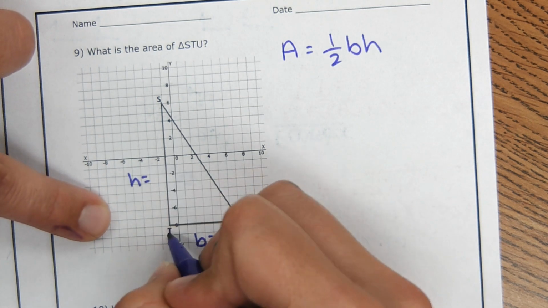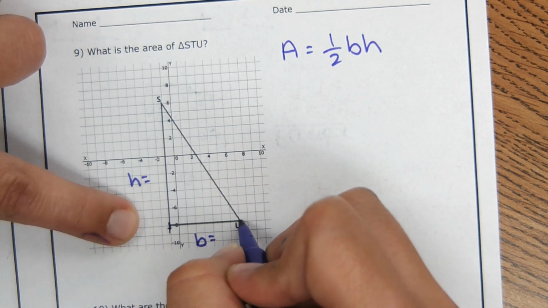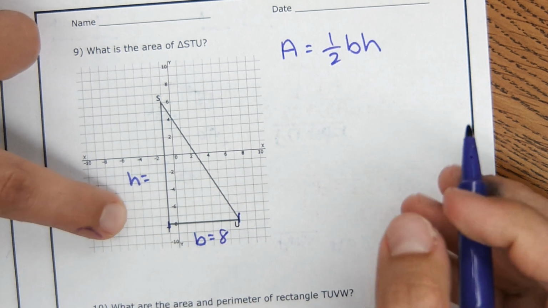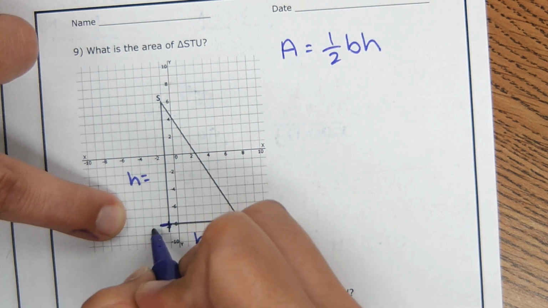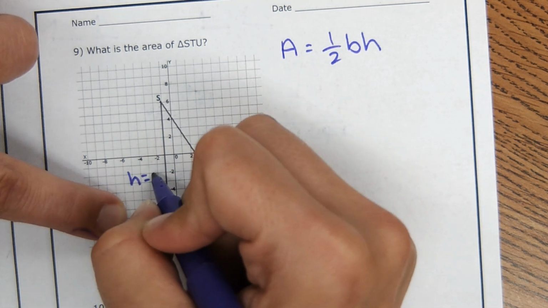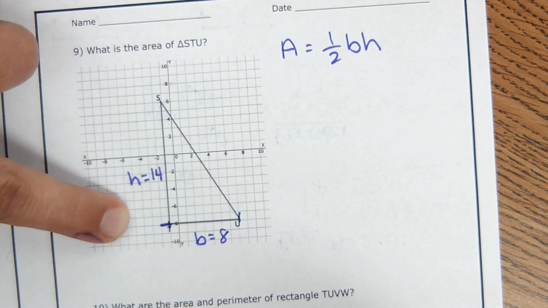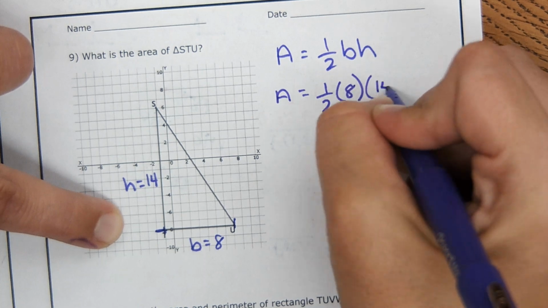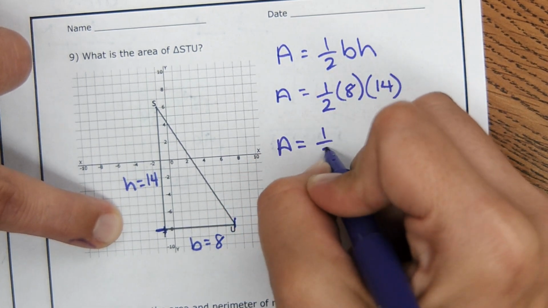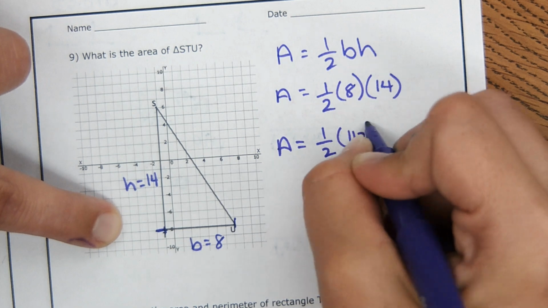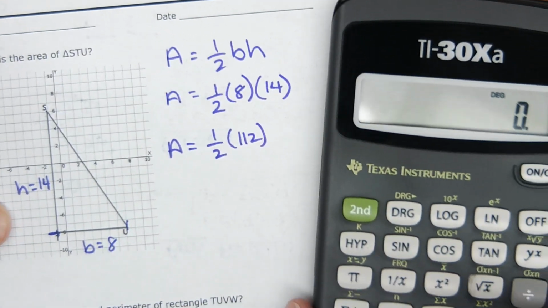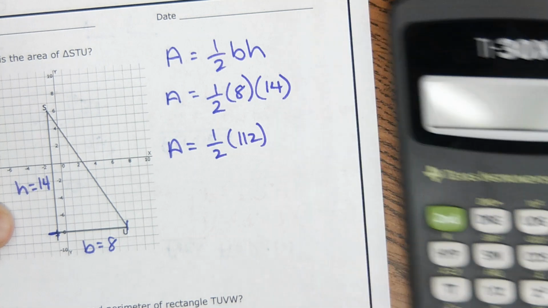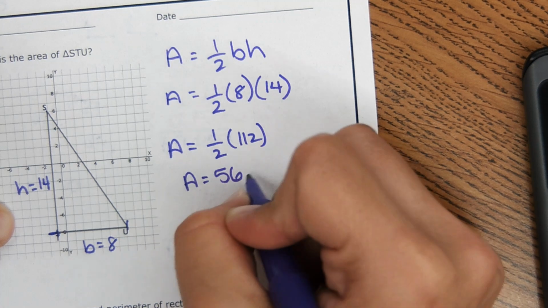The base, I'm using the coordinates to save me a little bit of time. It's from -1 to 7, so that must be 8 units. And then this is at -8 to 6, and that would be 14 units. Area equals 1/2, base is 8, height is 14. 8 times 14, 112. Then in the calculator, 1/2 times 112 is 56 units squared.